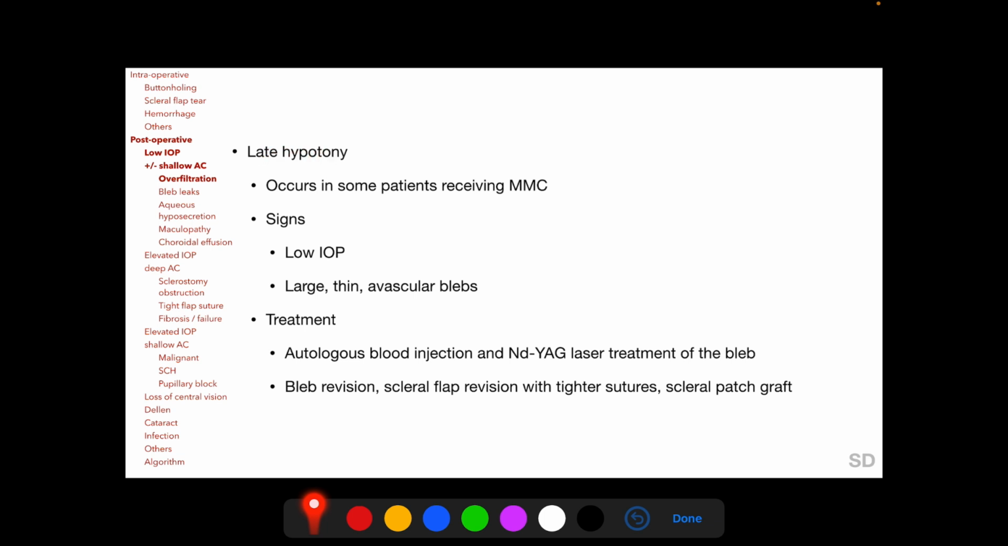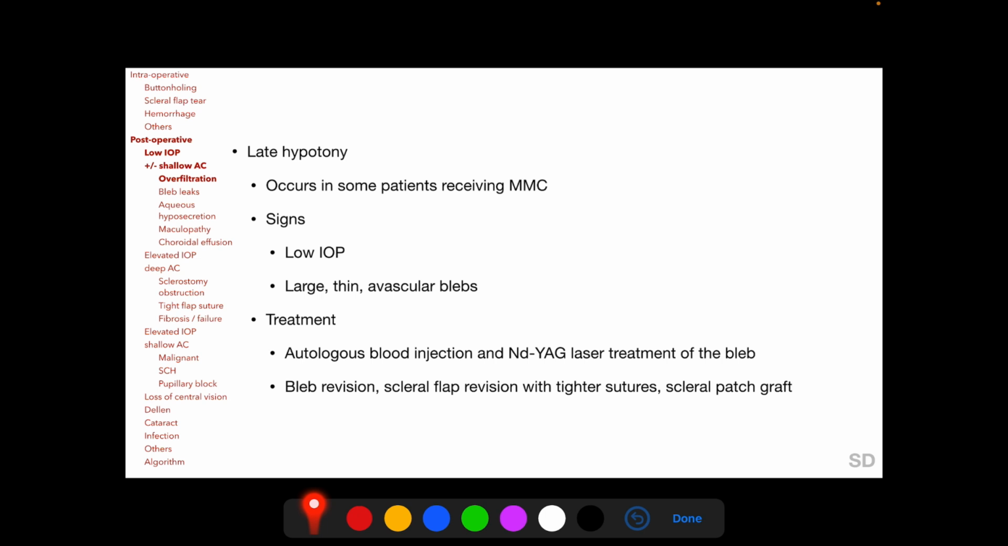Late hypotony can occur in patients who have received mitomycin C during trabeculectomy, and signs of late hypotony include low intraocular pressure and large, thin and avascular blebs. This type of bleb should be distinguished from Tenon cyst, which we have discussed in the previous session and will discuss further when we discuss failure of the bleb.